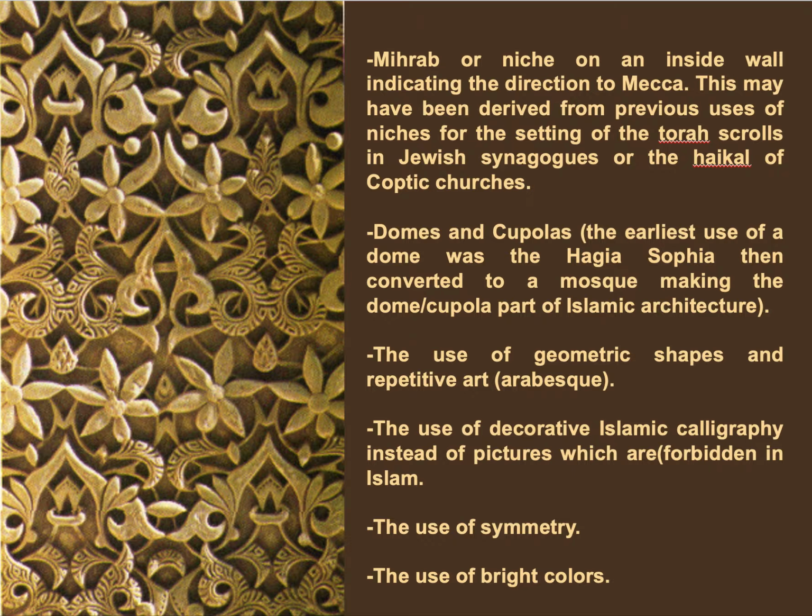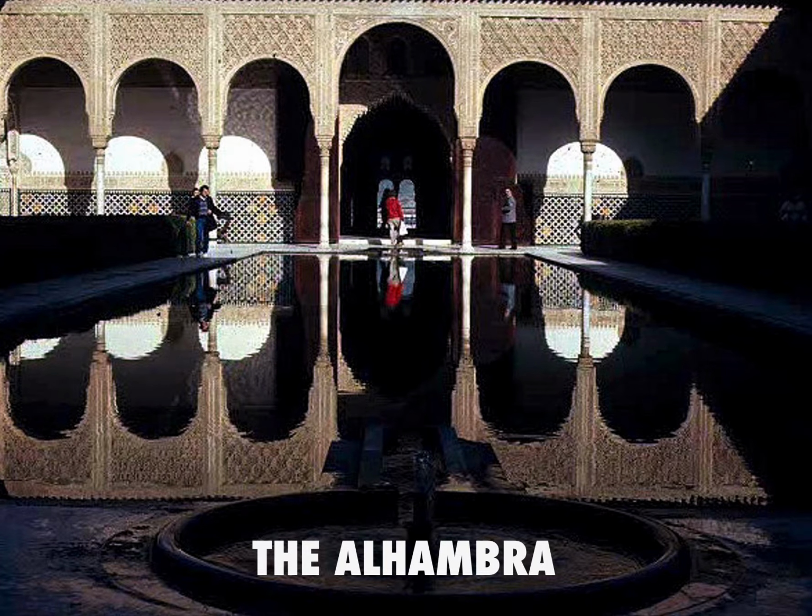And so we began to see geometric shapes that were repetitive, and that is called arabesque. They also use calligraphy in their design, their architecture, very, very beautiful. Use of symmetry, use of bright colors, all define the Islamic style. The Alhambra was a palace. Alhambra, I can't say that for some reason. It was a palace in Spain.